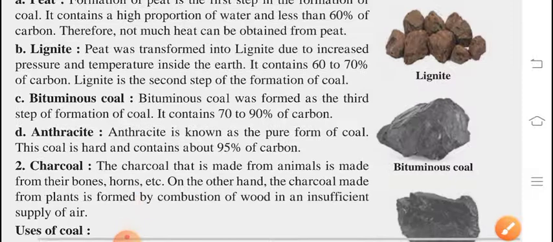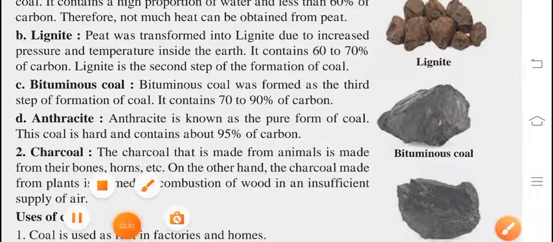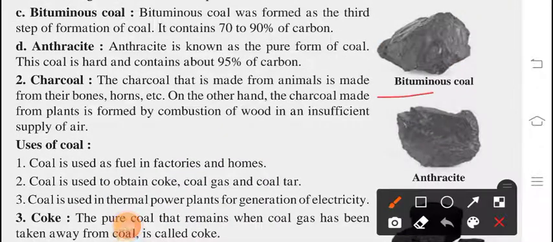Next is bituminous coal. Bituminous coal was formed as the third step of the formation of coal. It contains 70 to 90% carbon. Next is anthracite. Anthracite is known as the purest form of coal. This coal is hard and contains about 95% carbon. That means it is also not pure carbon.